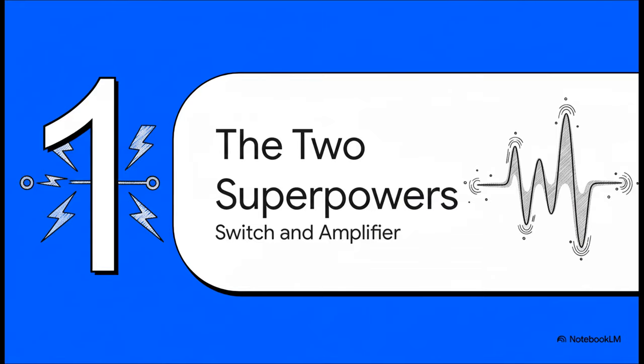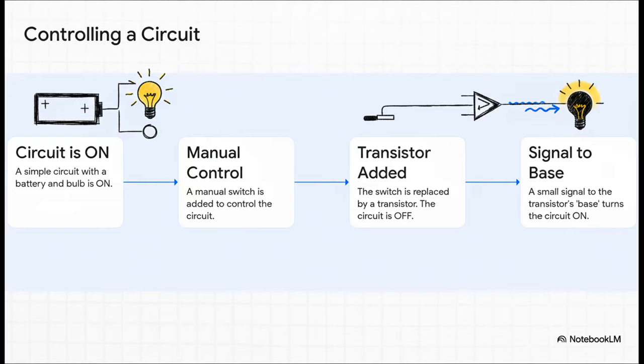Okay, so at its very core, a transistor does two incredible things. First, it can act as a ridiculously fast electronic switch, turning currents on and off millions, even billions of times a second, all with zero moving parts. And second, it can act as an amplifier, taking a tiny, weak signal and making it huge. So let's start with its job as a switch.